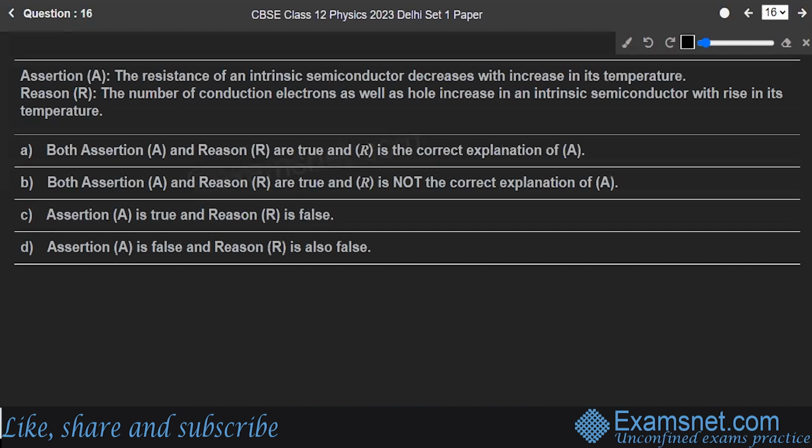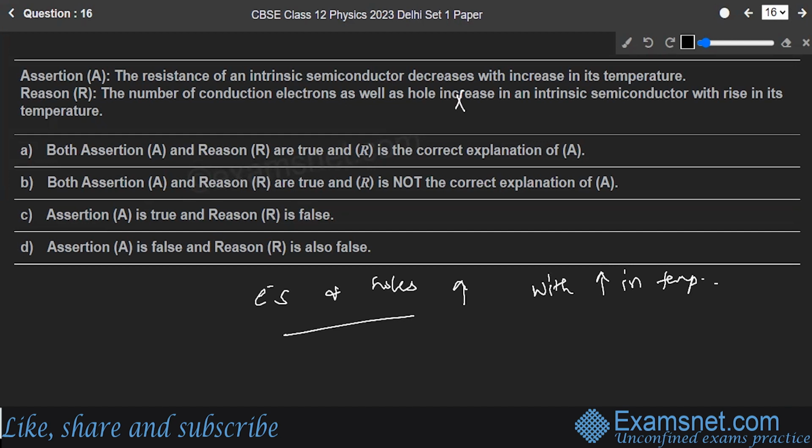Hope you understood. Next is question number 16. The assertion says the resistance of an intrinsic semiconductor decreases with increase in its temperature. The reason says the number of conduction electrons as well as the holes increase in an intrinsic semiconductor with rise in its temperature. See, the assertion is true, but the reason is not. In an intrinsic semiconductor, the number of conduction electrons and holes is equal at room temperature. However, the number of charge carriers, electrons and holes, increases with increase in temperature due to the generation of electron-hole pairs.